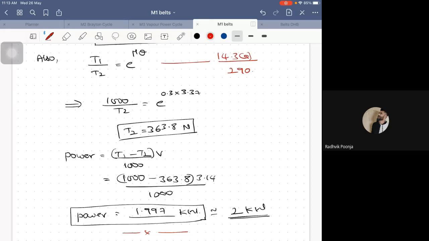Radian. Whenever you are substituting in e to the power of mu theta, it should be substituted in radians. So I would just write a note also here if you want. This particular value should be substituted in radians.